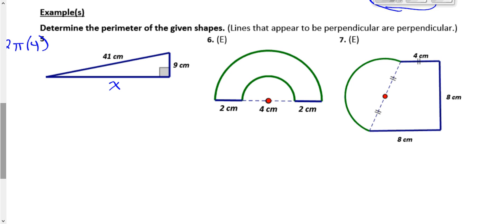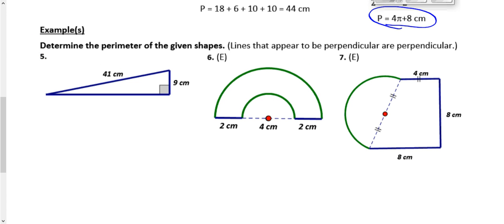Well, that was weird. Something's going haywire. And we get the perimeter number 5. Perimeter is 42. What? 90. I mean, you got 41 and 9. It's got to be bigger. Oh, I did the side. Well, what'd you get for this missing side?